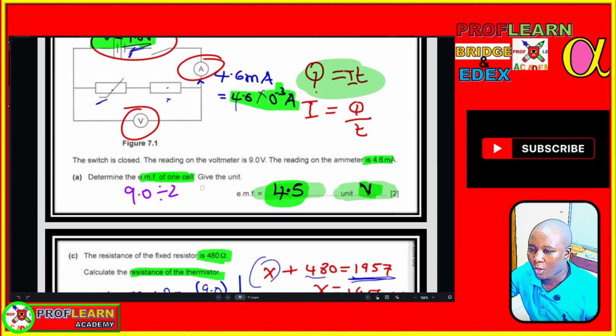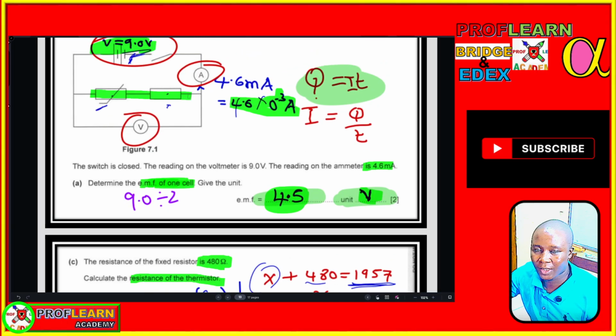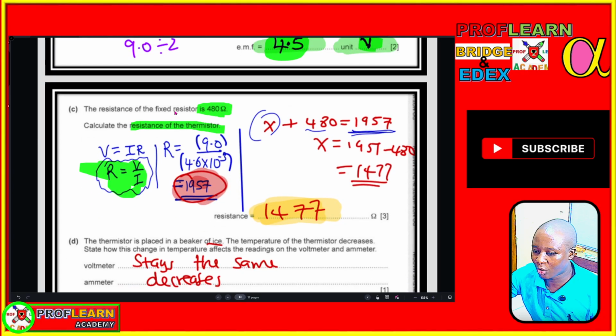Number 2, you look at how they are connected. They are in series. So if this one here is 480, we can let this be X. Then X plus 480 must give us the total resistance that we have gotten here. And if you work it out, you are going to get your answer equal to 1477 ohms. So basically that's what you are supposed to do in that question.